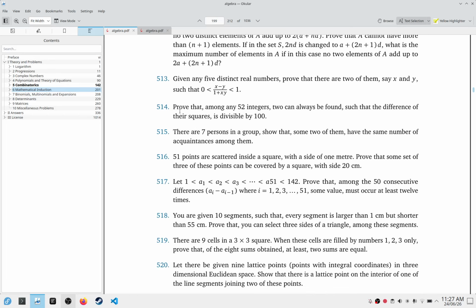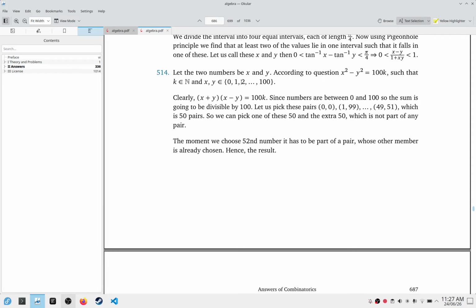So the last question we can classify as a combinatorics question because it makes use of the pigeonhole principle. Question 514 says that prove that among any 52 integers, 2 can always be found such that the difference of their squares is divisible by 100.